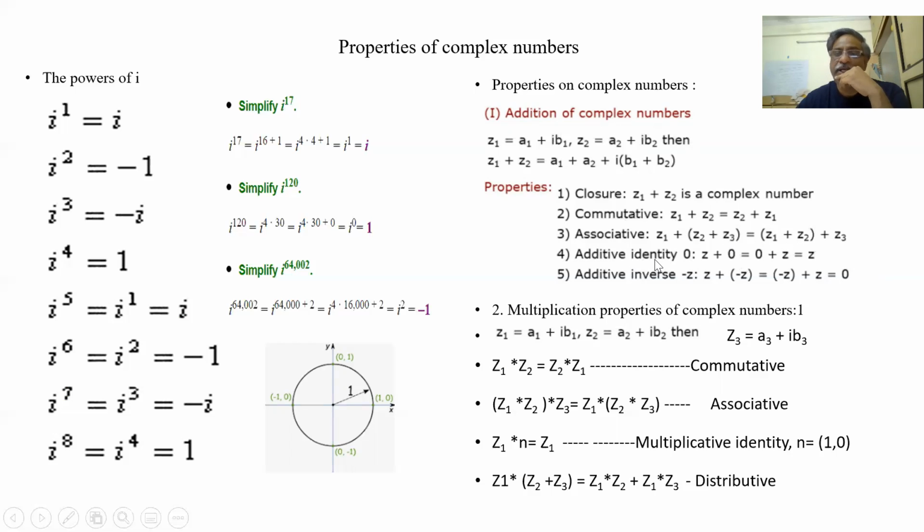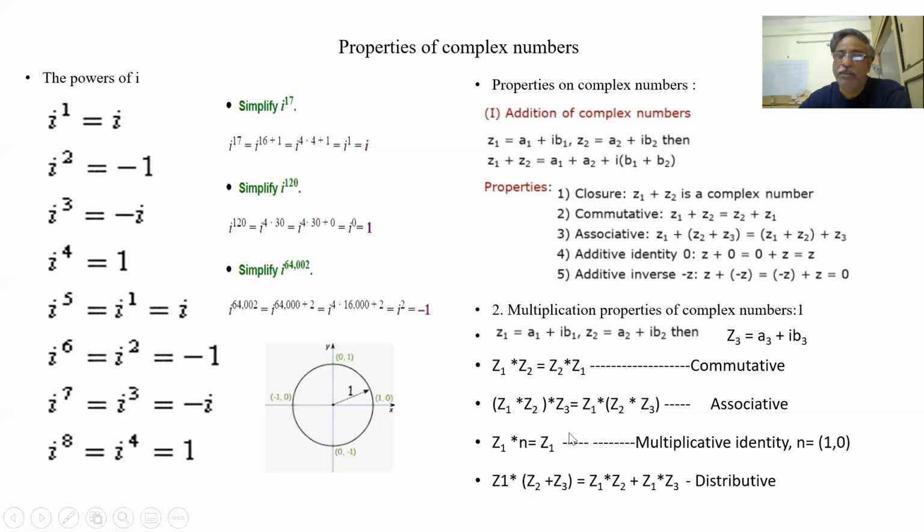Additive identity means Z plus 0 is Z. If I add 0 plus 0i to this, a1 plus 0 is a1, b1 plus 0i is b1. So this is Z1 itself. This additive identity is 0. And what is additive inverse? Minus Z is the additive inverse. Minus Z1 means minus a1 minus ib1. If I add Z1 plus minus Z1, that is, minus a1 minus ib1, it is 0. So minus Z is the additive inverse.